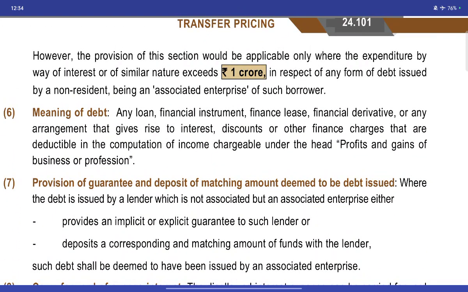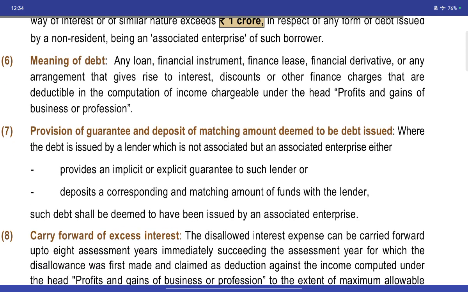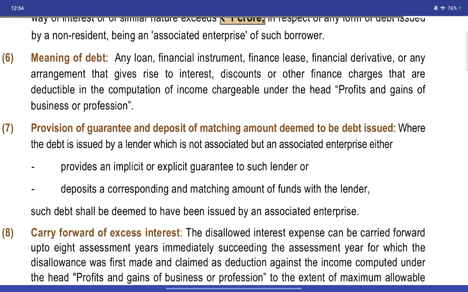However, the provision of the section is applicable only when the expenditure by way of interest or a similar such expenditure exceeds 1 crore in respect of some form of debt issued by a non-resident being an associate enterprise to such borrowers. Debt means any loan, financial instrument, financial lease, financial derivative, or any other arrangement that gives rise to interest. This interest or financial charge is otherwise deductible in the computation of income chargeable under the head profits and gains of business or profession.